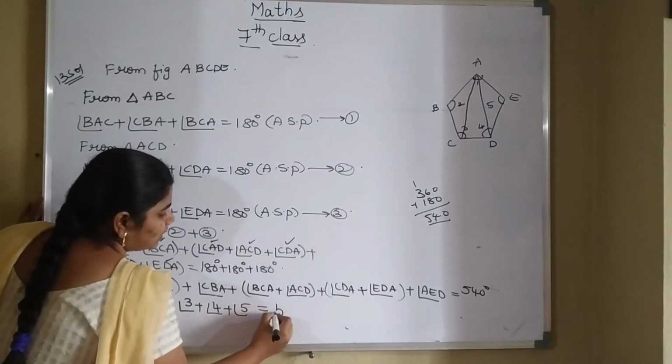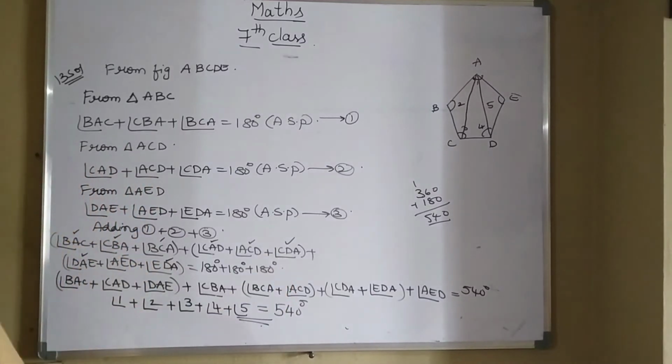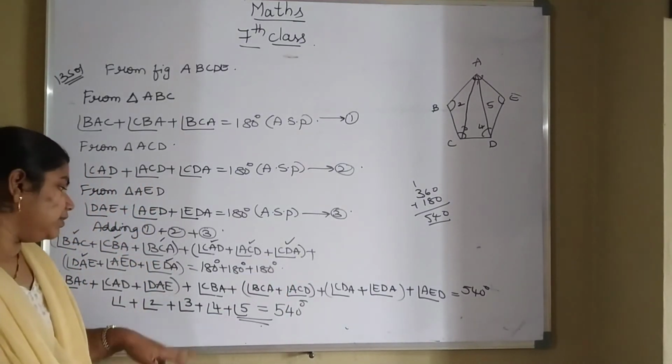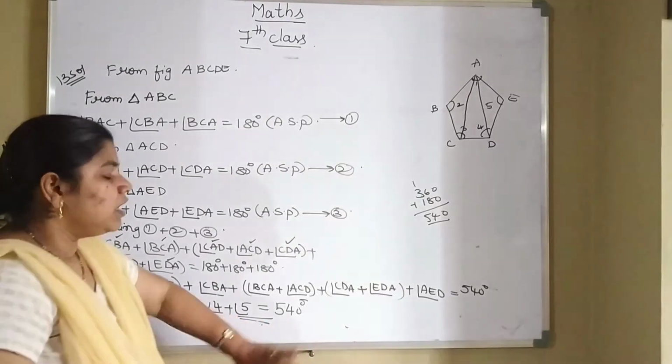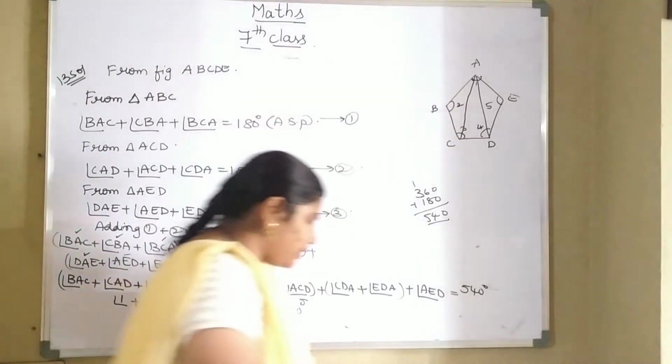So what did you get as the answer? 540 degrees. So this is our solution. Angle 1 plus angle 2 plus angle 3 plus angle 4 plus angle 5 is 540 degrees. So with this, our exercise is completed.